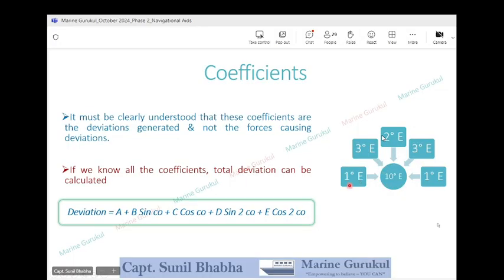Like you can say one part is 1 degree east, second part is 3 degrees east, 2 degrees east, 3 degrees east, and 1 degree east. These parts are known as coefficients. Let us now try to understand what these coefficients are.